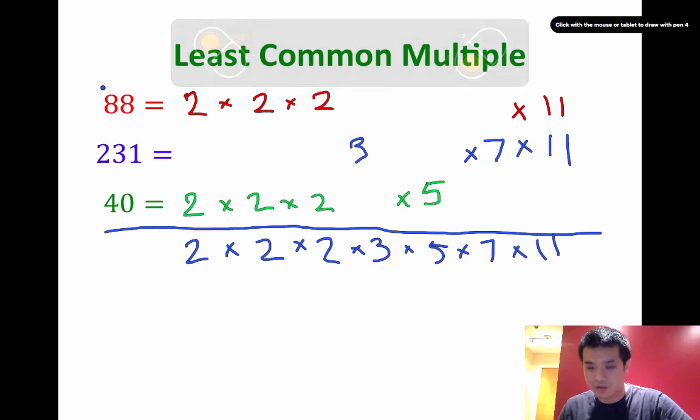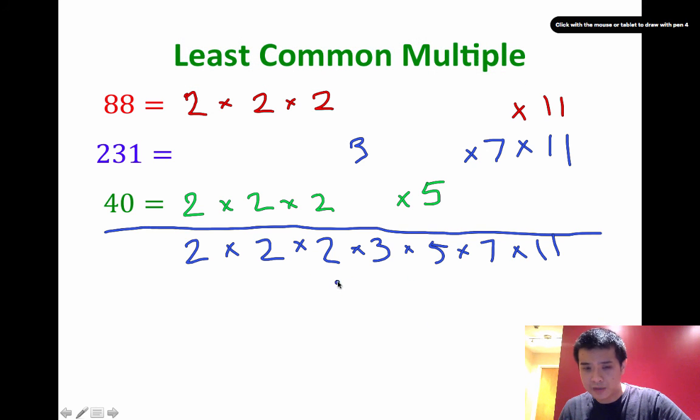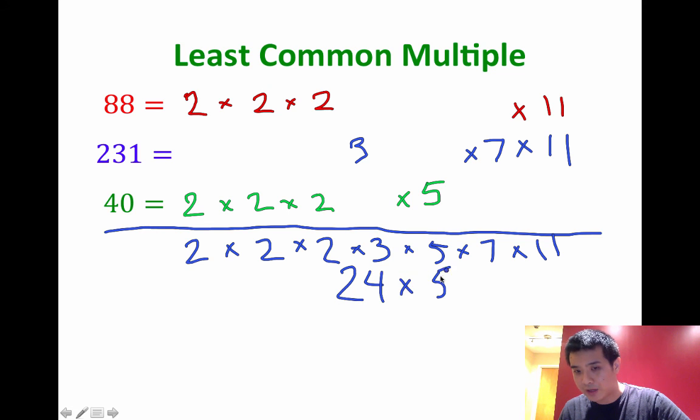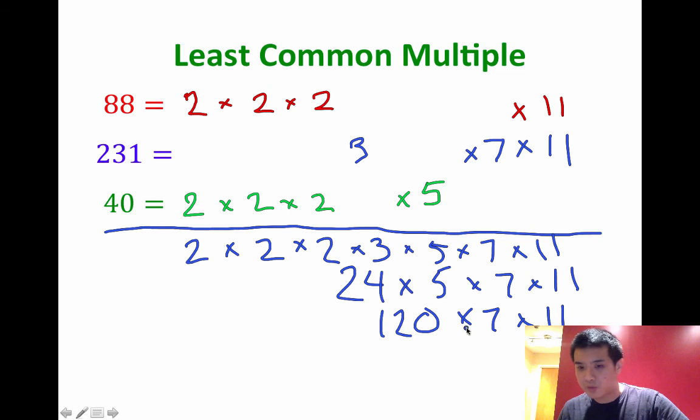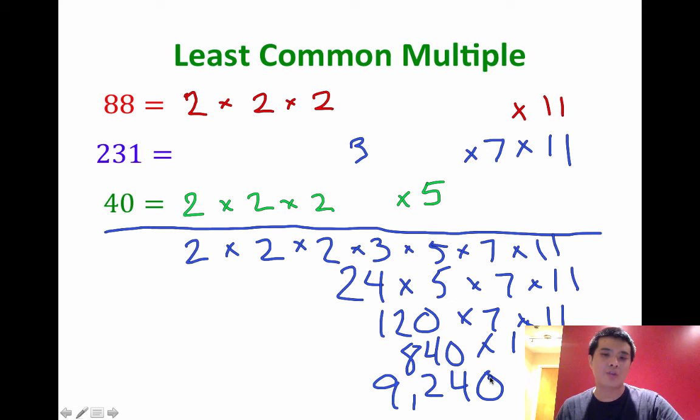Now, again, 2 times 2 times 2 is 8. 8 times 3 is 24. 24 times 5 times 7 times 11. 24 times 5 is 120, times 7 times 11. 120 times 7 is 840. So we have 840 times 11. And 840 times 11 is going to be 9,240.